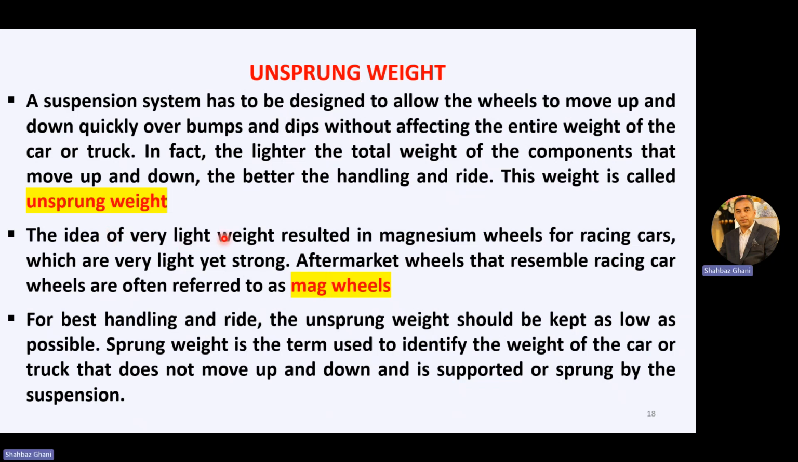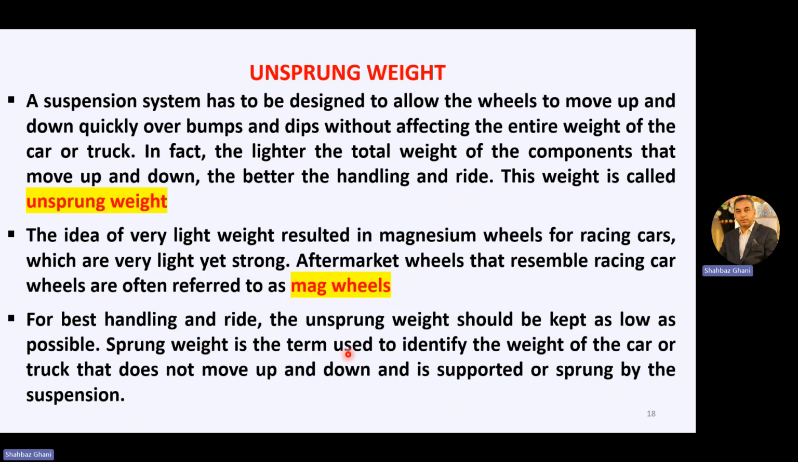The idea of very light weight resulted in magnesium wheels for racing cars, which are very light yet strong. Aftermarket wheels that resemble racing car wheels are often referred to as mag wheels. Basically, it is the rim which we are talking about. For best handling and ride, unsprung weight should be kept as low as possible.